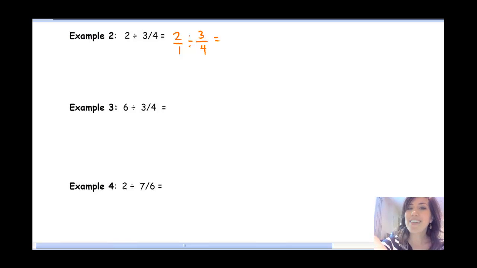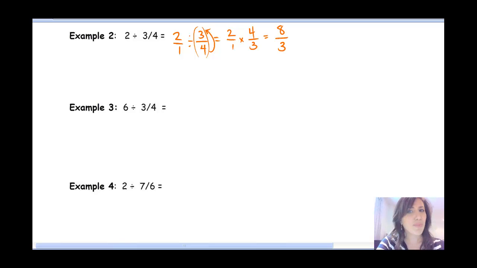We could rewrite this as multiplication if we flip our second fraction to be 2 over 1 times 4 over 3. 2 times 4 is 8. 3 times 1 is 3. So can we reduce this any lower? Nope. So we can either write this as an improper fraction or as a mixed number. 3 goes into 8 2 whole times. 3 times 2 is 6, plus 2 more to get to 8. Leave our denominators the same.